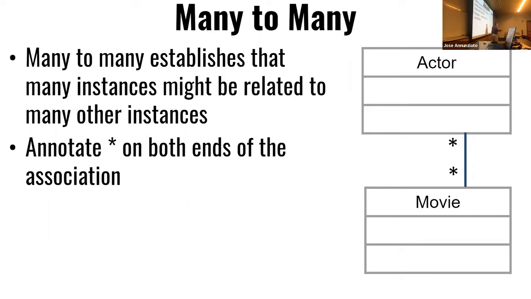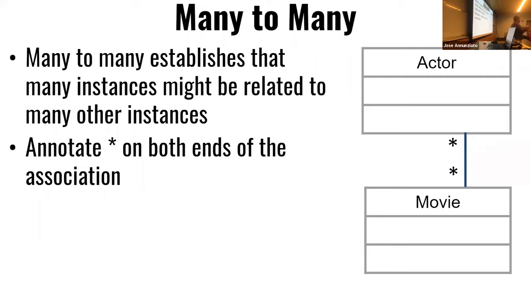Now, typically, depending on your audience, or how you are implementing this, the way you would implement this in Java is that the actor would have maybe an array of movies, and the movie would have an array of actors. But that's an implementation detail of Java. Same thing: the way you would implement this in SQL is that you would have a mapping table in between that would point to the actor and point to the movie. But again, that is also specific to the way you choose to implement this.